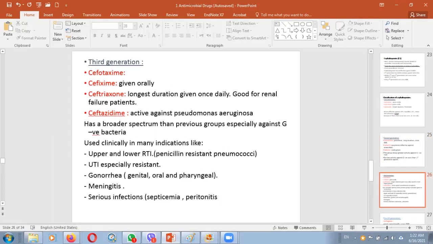Third generation, it means cefotaxime, Claforan, ceftizoxime given orally, and ceftriaxone is also famous, the longest duration, given once daily. It's a good option, and you should consider it when you want to give as few injections as possible. You should give ceftriaxone. It's given once daily. Good for renal failure patients. Ceftriaxone is active against Pseudomonas aeruginosa.